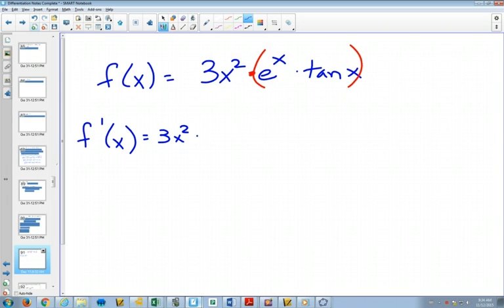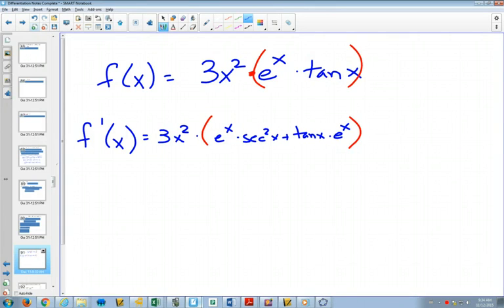Well, how do I do the derivative of the second one? The derivative of the second one is a product rule. So now I'm just going to do the derivative of the second one, which means I have to keep the first one the same multiplied by the derivative of the second one, plus keep the second one the same and multiplied by the derivative of the first one, and the derivative of e to the x is e to the x. Whew.